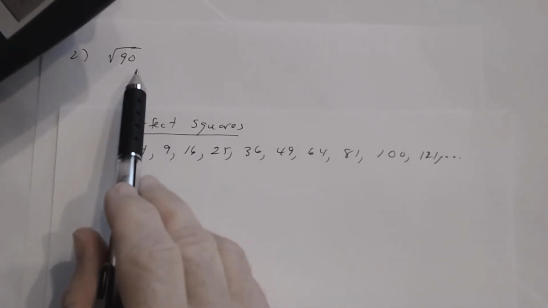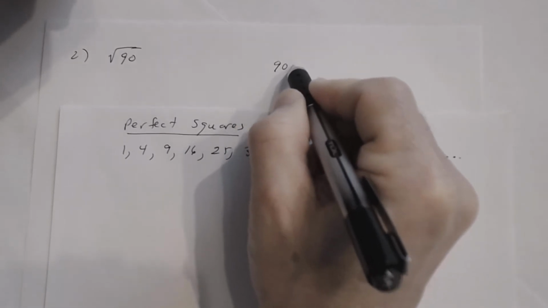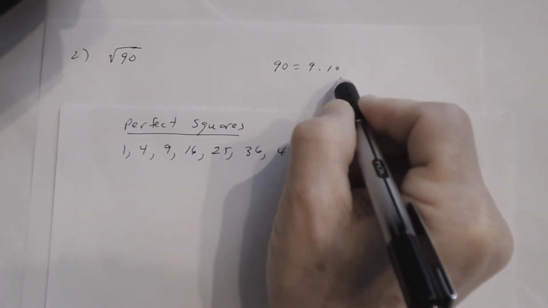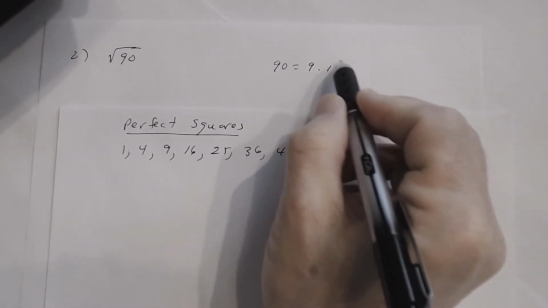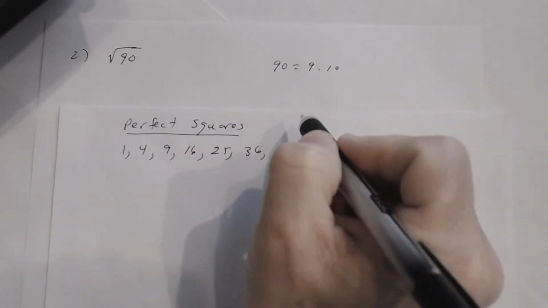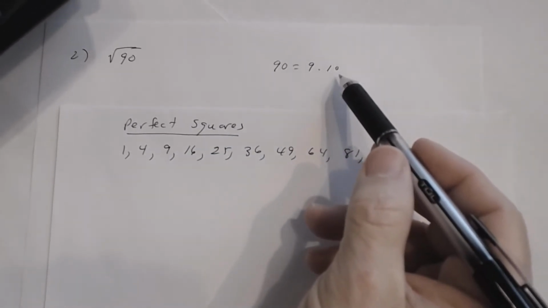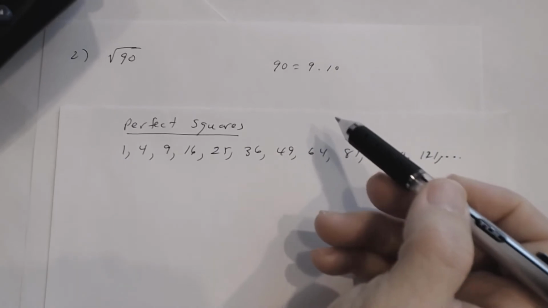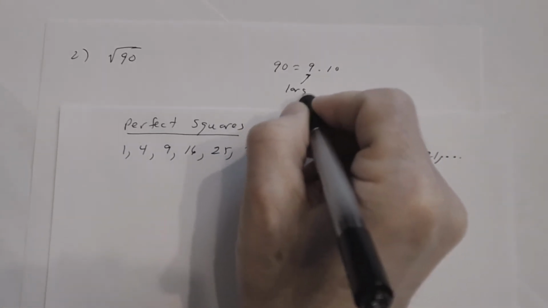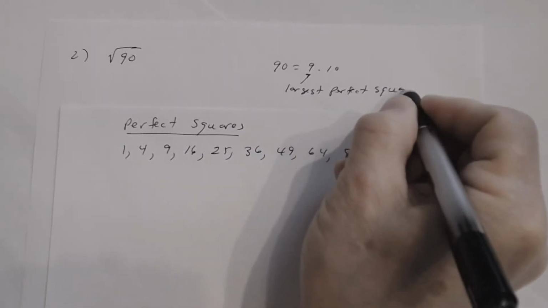So when you say 90 divided by 9, remember 90, I'm going to write it out. 90, remember, is 9 times 10. 9 is a perfect square. Now, before you go any further, see if 9 is the largest perfect square. Is there another perfect square other than 1 that goes into 10? No. So 9 is the largest perfect square. So always use the largest.